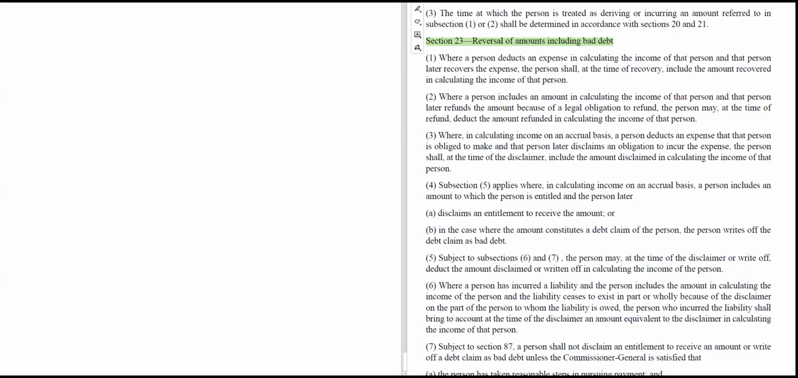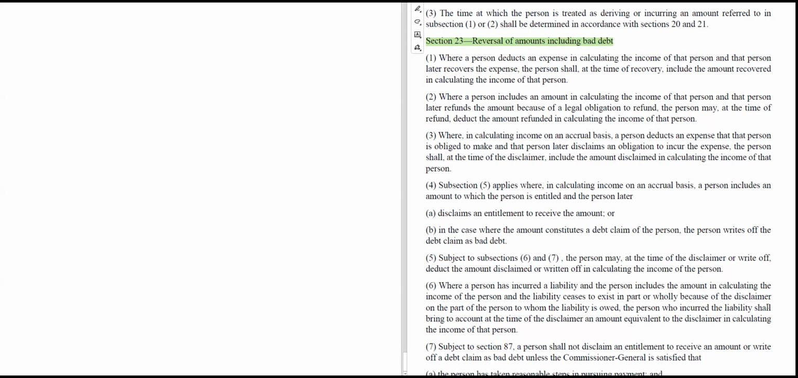When calculating income on an accrual basis and you deduct an expense that you are obliged to make, and you later disclaim an obligation to incur that expense, you shall, at the time of the disclaimer, include the amount disclaimed in calculating the income of the person. So we are saying that you claimed there was a bad debt, right? And you charged it and later claimed there wasn't a bad debt, then also disallow that bad debt, as simple as possible. Make sense?